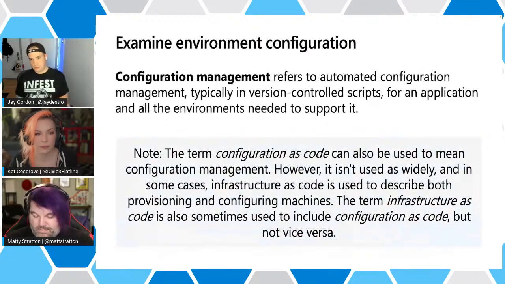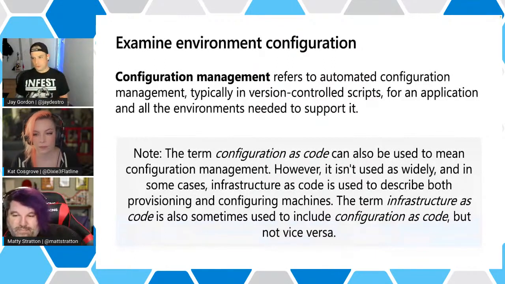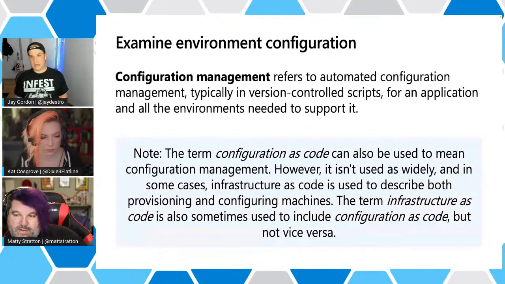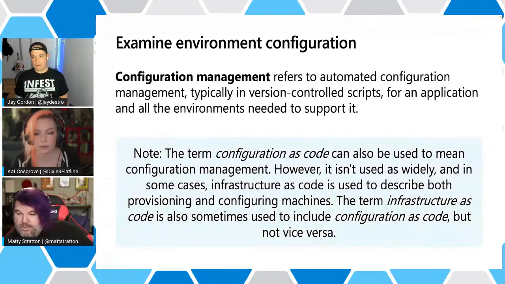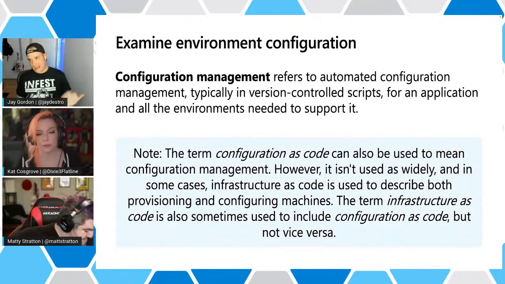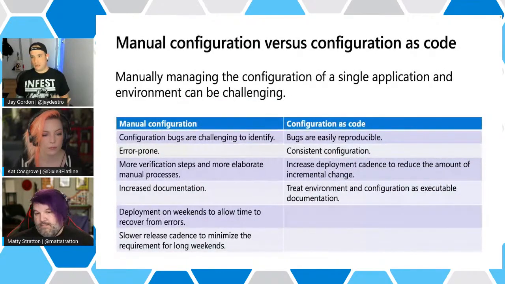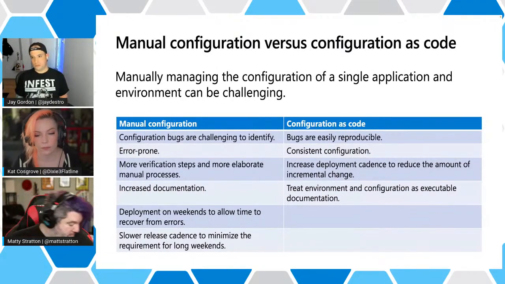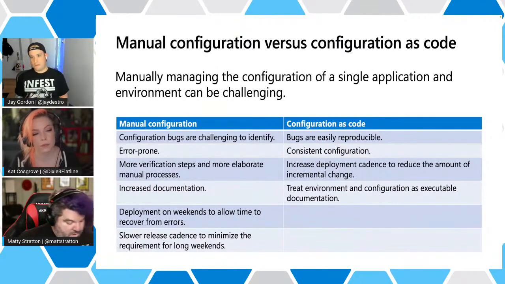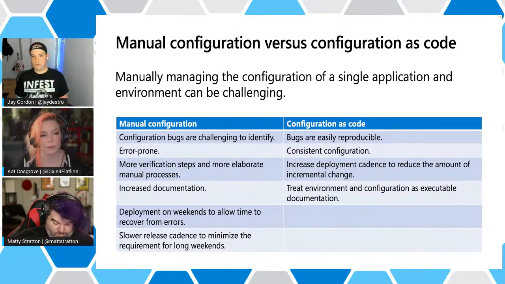So configuration management refers to automated configuration management, typically in version controlled scripts, for the application and all the environments needed to support it. For example, adding a new port to a firewall could be done by editing a text file and running the release pipeline, not going into Azure and adding it manually. Manually changing the configuration of a single application and environment can be challenging. The challenges are even more significant for managing multiple applications and environments across multiple servers. So automated configuration, or treating configuration as code, can help with some of the manual configuration difficulties.